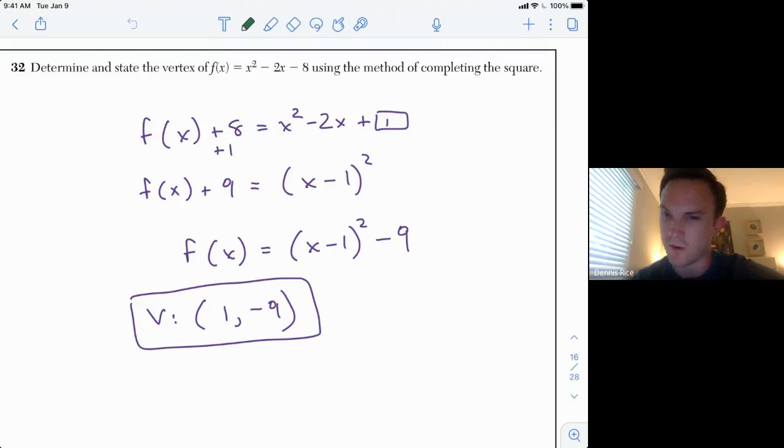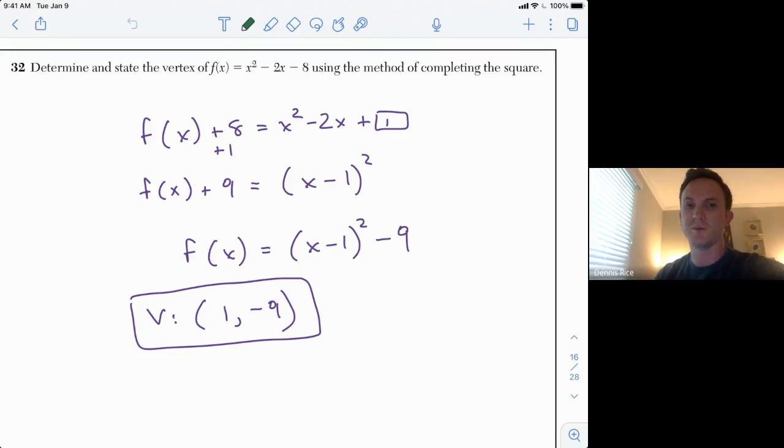If you wrote the vertex wrong, so maybe you switched -9 and 1, you made like an IHOP mistake, but all your work is correct, another 1 out of 2. Ooh, okay, this is a good example. This is kind of being generous.